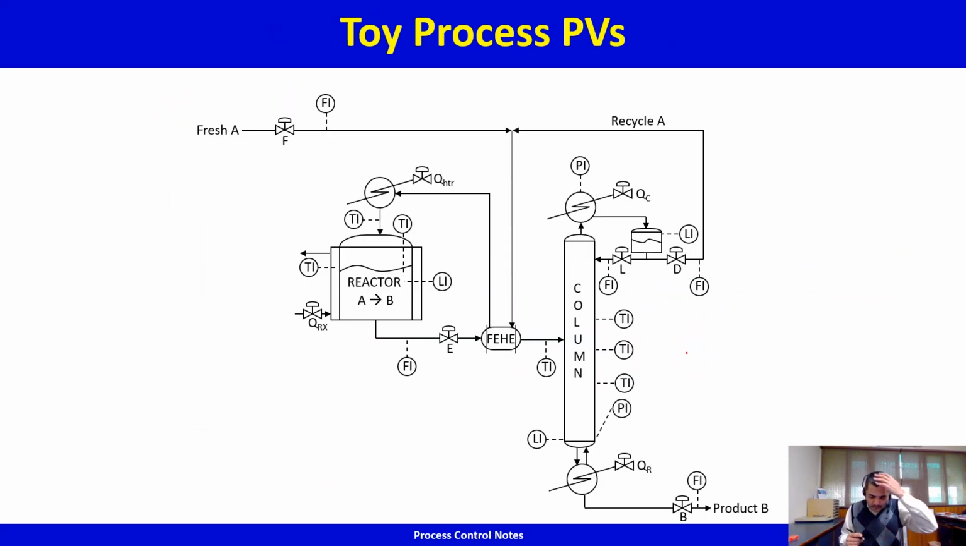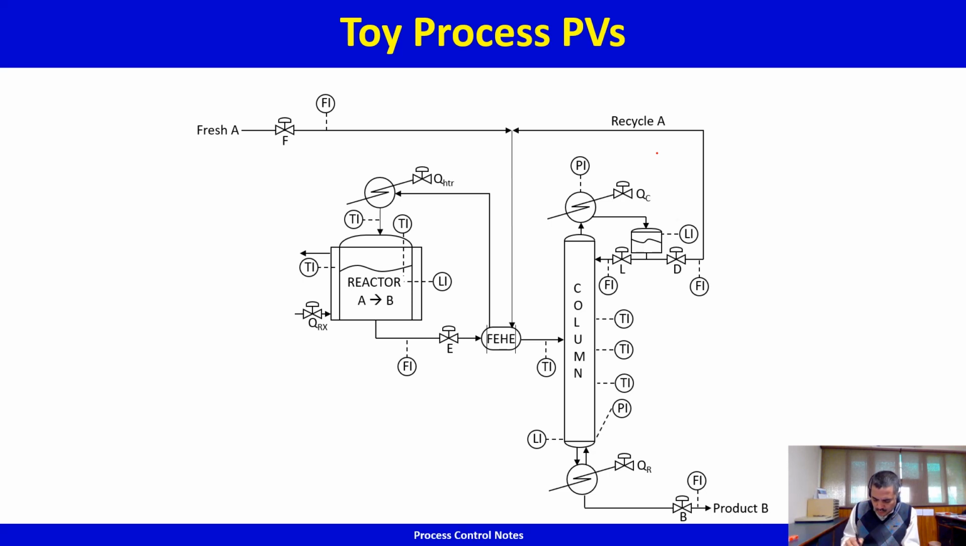Let's look at a toy process. This one is going to, let's count the number of valves first. 1, 2, 3, 4 plus 5 valves on the column, so there's a total of 9 valves.